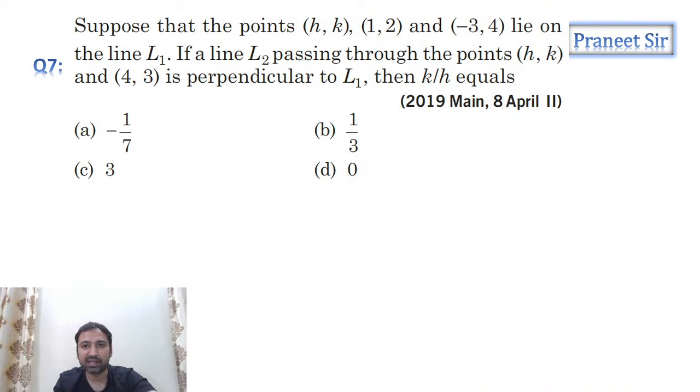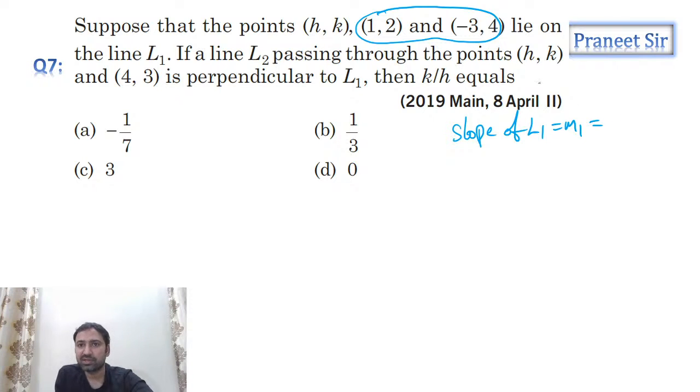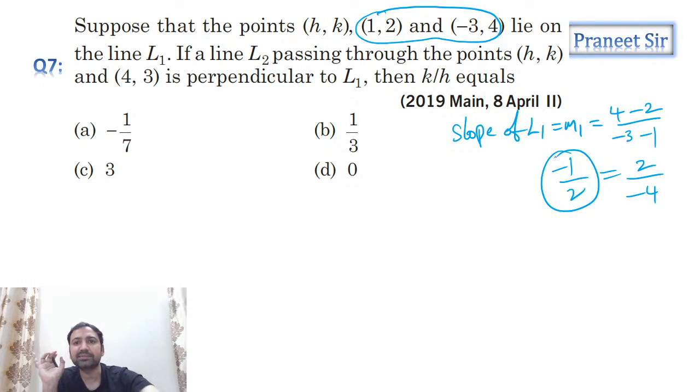Right, let's move to the next question. Suppose that these 3 points lie on a line L1, so that means they are collinear. If a line L2 passes through the point (h, k) and (4, 3), and is perpendicular to L1. So the L1 slope we know. Slope of L1, M1, if we use the formula y2 minus y1 by x2 minus x1, we get 2 by minus 4, which is equal to minus 1 by 2. Okay, the slope of the line L1 we calculated.